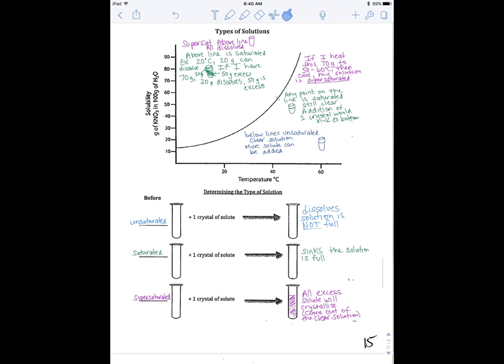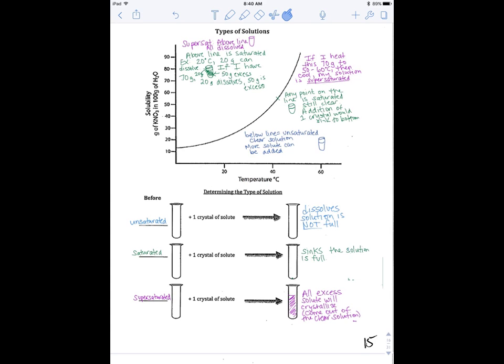Now, one question you may ask is, why does the line curve up like that? Well, it's because solubility has to do with the temperature and the grams of solute. So most solids, they do increase in solubility as we increase in temperature.